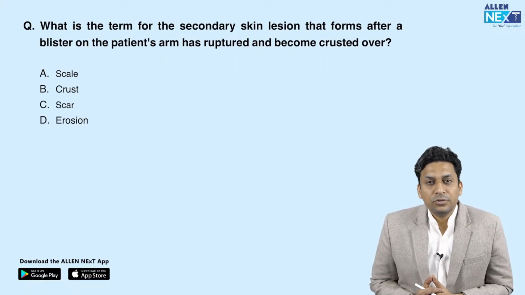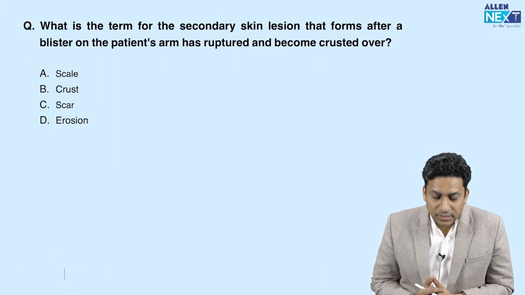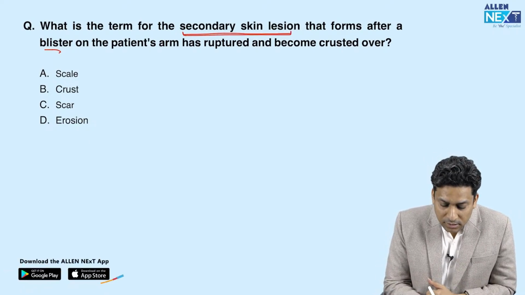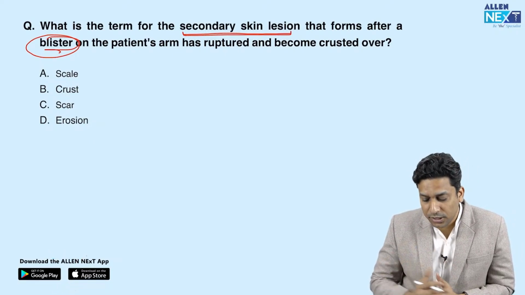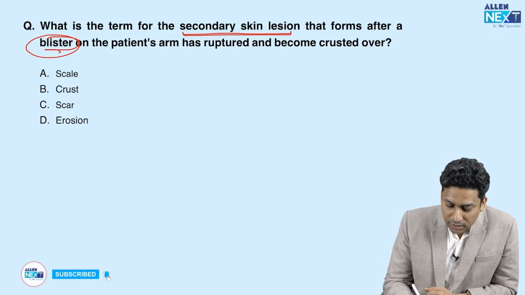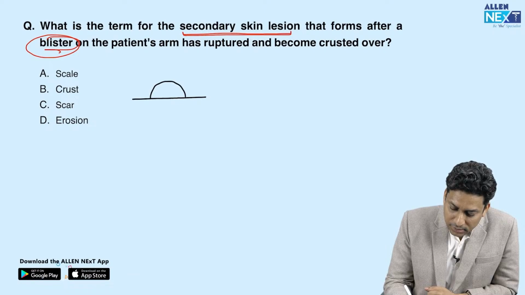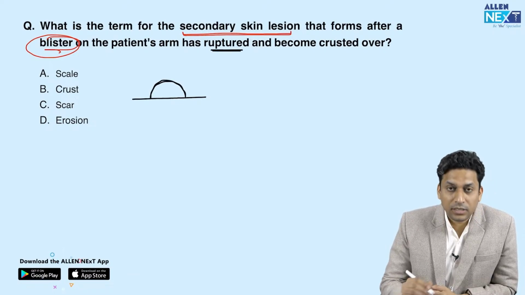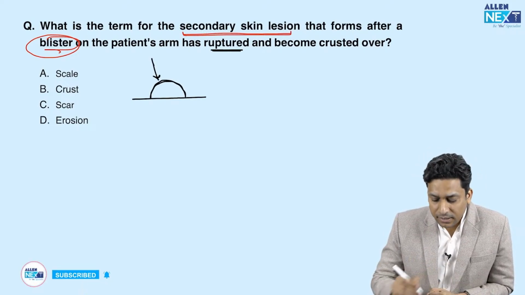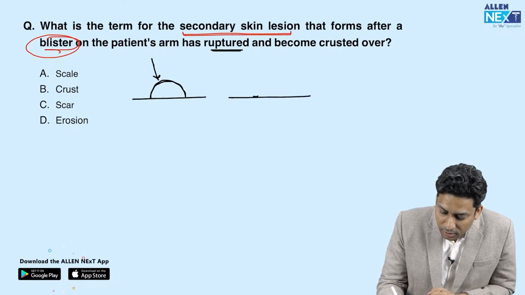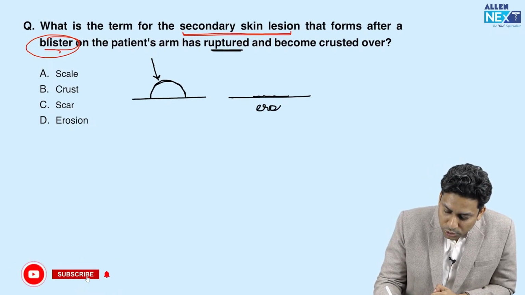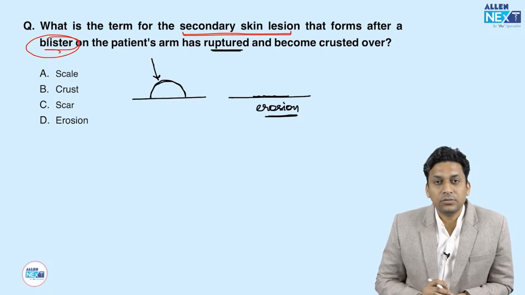Coming to the next question, they are asking what is the term for the secondary skin lesion that forms after a blister on the patient's arm has ruptured and become crusted over. So they are saying that the patient has a blister which has ruptured. Now consider that this is a blister and this blister gets ruptured. If this gets ruptured, what will be left? There will be a raw area left, isn't it? This raw area is known as erosion.